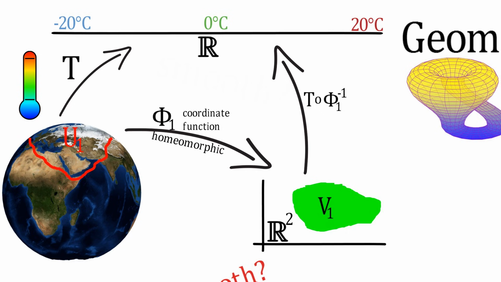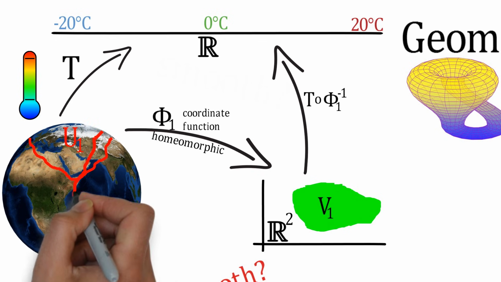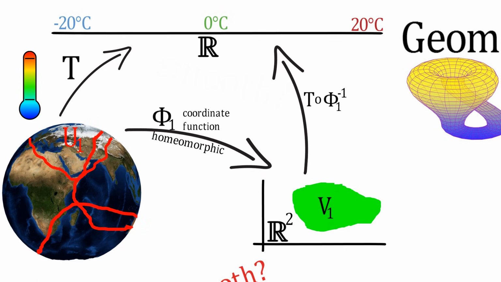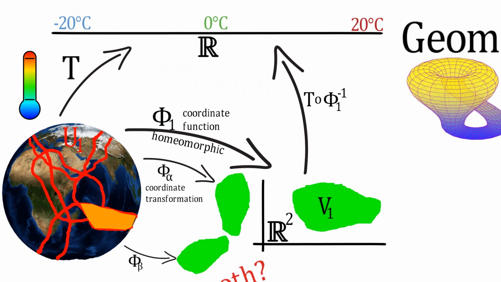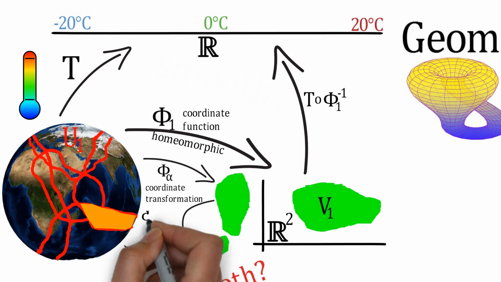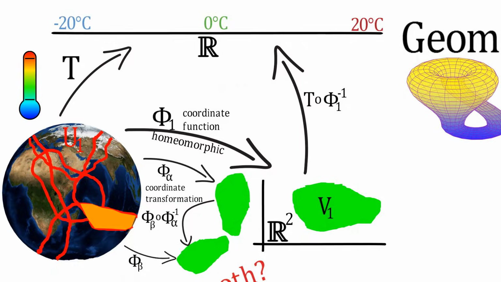Going back, we just zoomed in here, but we can also zoom in here, or anywhere, and find a map from R squared to R. In the end, we have covered the whole surface with sets and got an atlas of the Earth. Of course, there may be 2 or more charts covering the same area of the Earth. In this case, we require the transition maps, or coordinate transformations, phi beta after phi alpha inverse, to be smooth. Now we are ready to give the full definition.